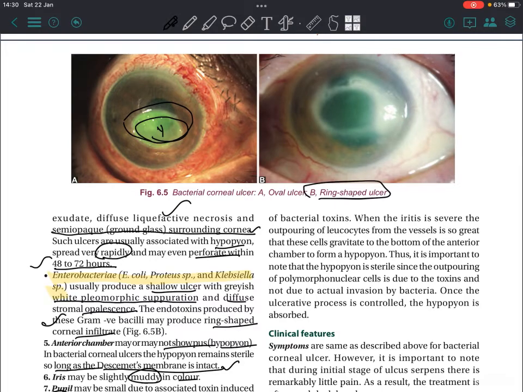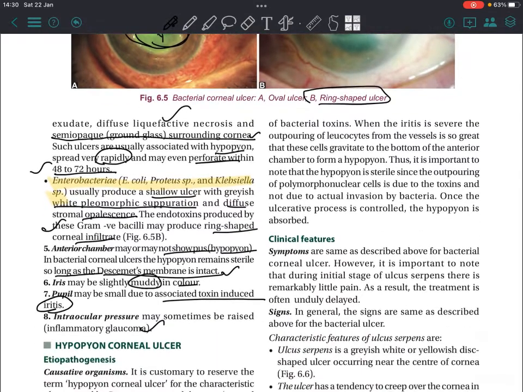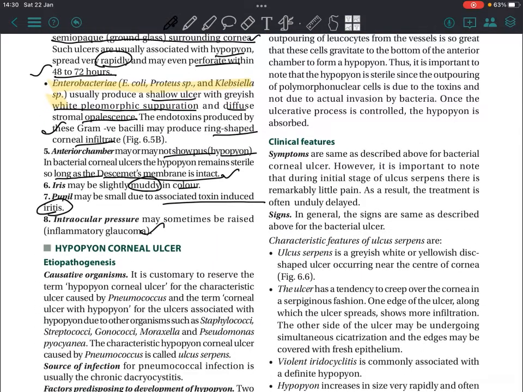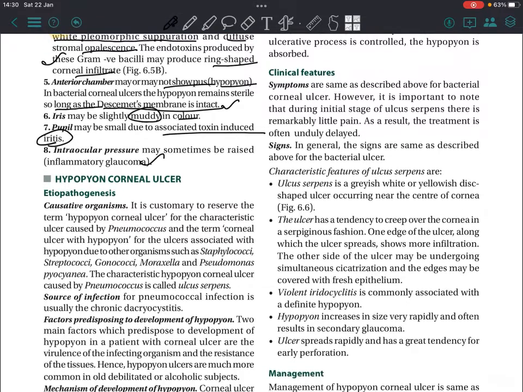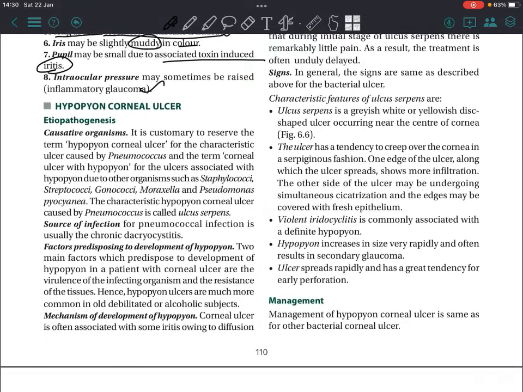Ring-shaped corneal ulcers are seen in Enterobacter and E. coli. Klebsiella produces a corneal ulcer which is shallow, greyish white, with pleomorphic separation and diffuse stromal opalescence. Hypopyon corneal ulcer.